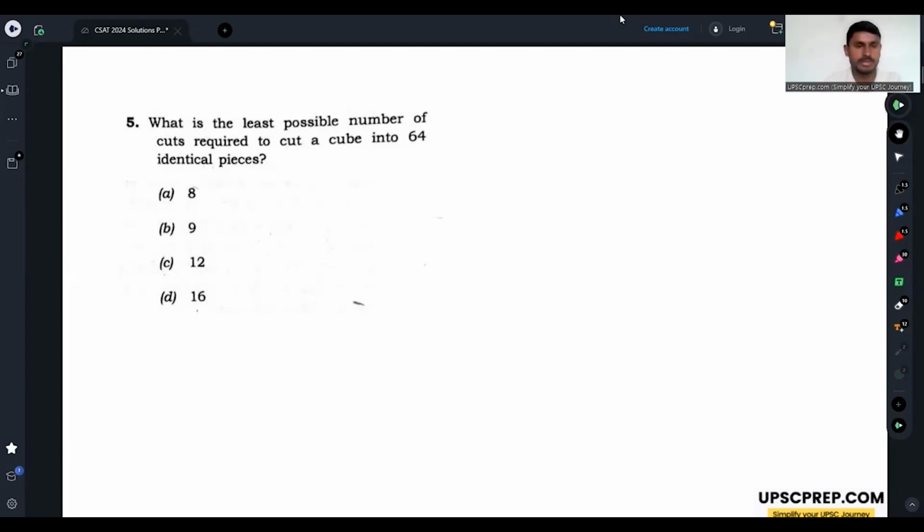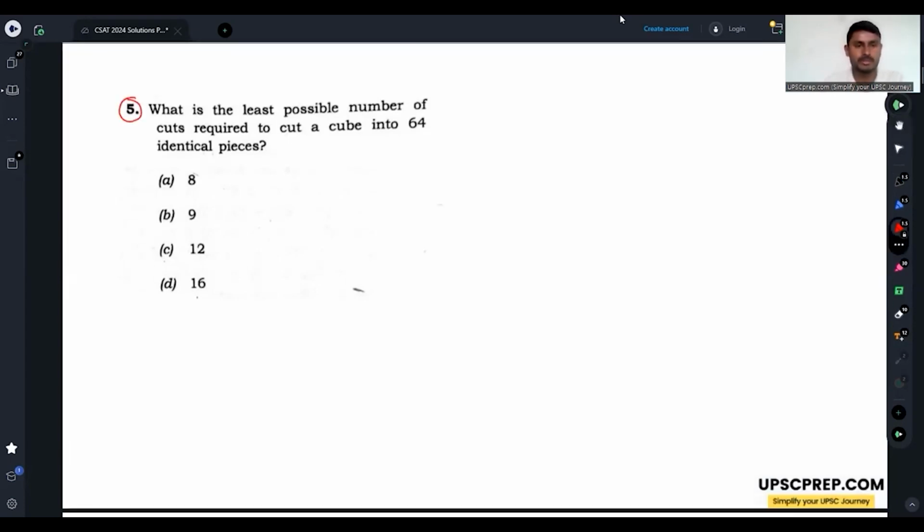The first question from set A: what is the least possible number of cuts required to cut a cube into 64 identical pieces? Okay, so the logic behind solving this question is, let's say guys, this is the cube. So you have to find out the minimum number of cuts so that you can have 64 pieces.